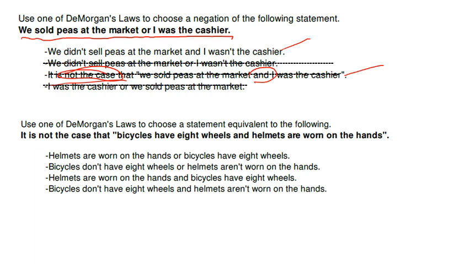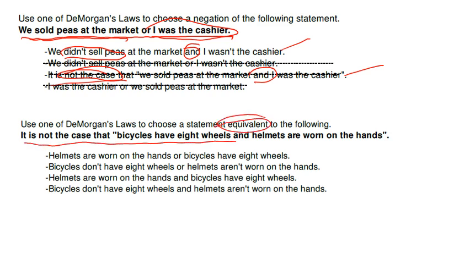So let's see if it's correct. De Morgan says convert the or to an and. We take the opposite of the first one. We sold peas. We did not sell peas. I wasn't the cashier is the opposite of I was the cashier. So we took the or, converted it to an and, and we also took the negations of each side of the or. Moving on to the next one, we want to use De Morgan's law to find a statement equivalent to the following.